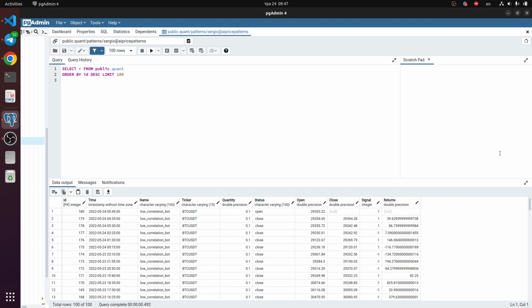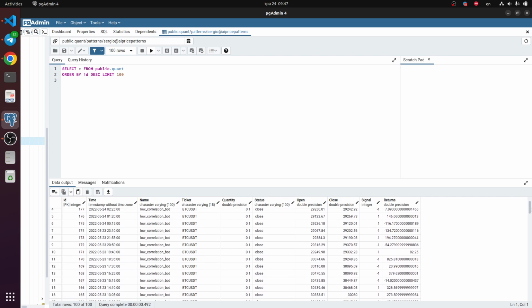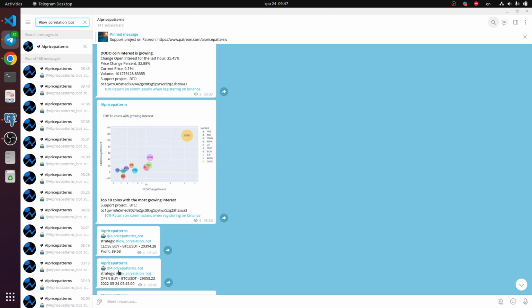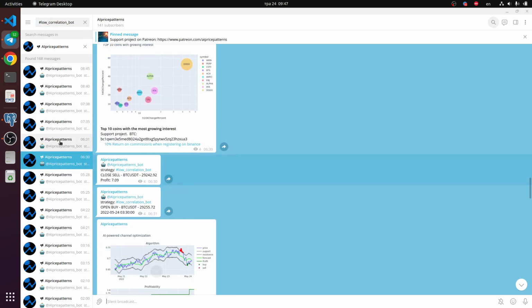Hello guys, let's look in on the results of our trading bot, the low correlation bot. This bot has made about 180 trades. So let's look in on Telegram. We have the channel here, and we can click here to understand how it trades in real time. Let's look here, for example, at some results.